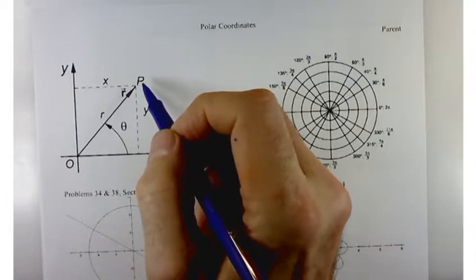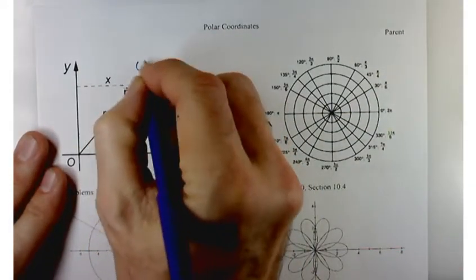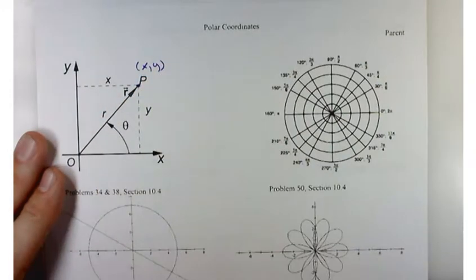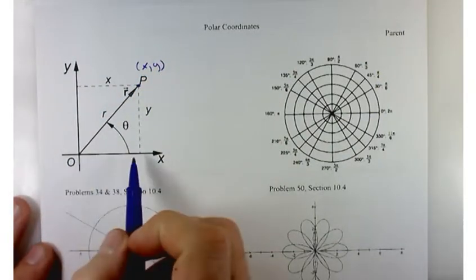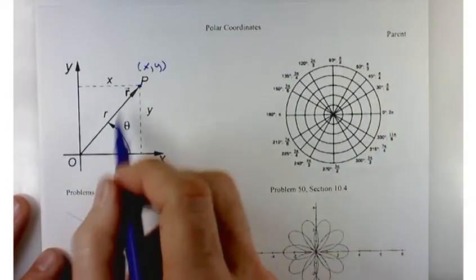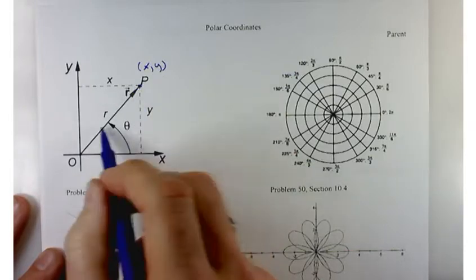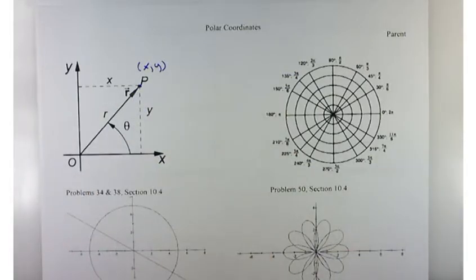In any case, polar coordinates are a different way to think of defining a point. Instead of x and y, meaning the distance along the x-axis and the distance along the y-axis, you can think of r and theta. That is a radial distance and an angle above the x-axis. So it's a different way to specify a point.